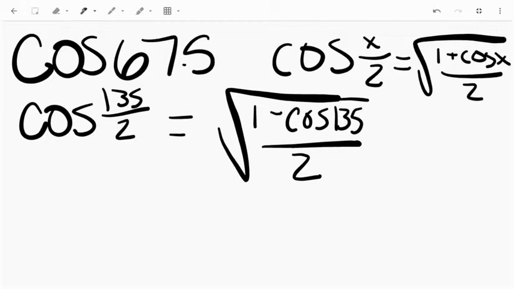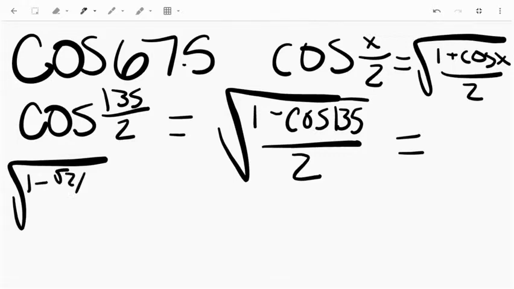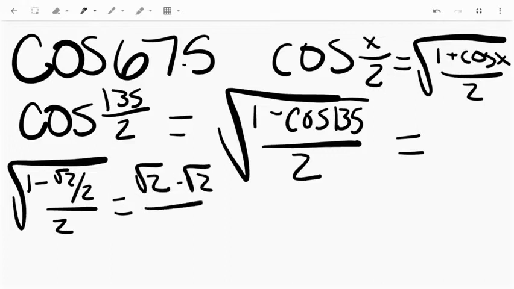Now this, when you look at the unit circle, the cosine at the angle of 135 is root 2 over 2. So this function becomes (1 minus root 2 over 2) all over 2. And then when you reduce that, it becomes root (2 minus root 2) over 2.